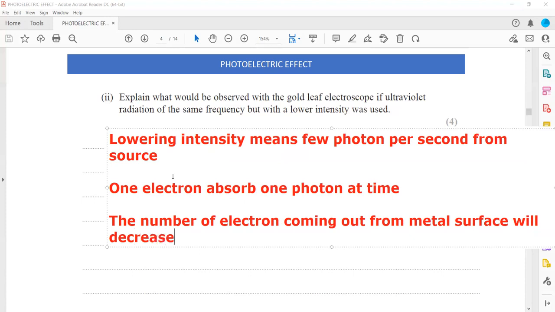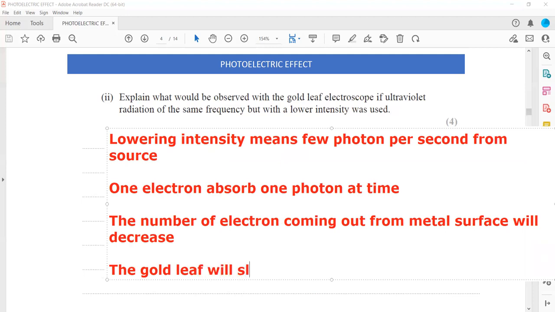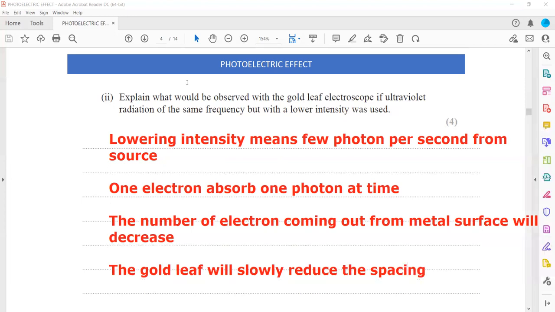And what is the result? The gold leaf will slowly reduce the spacing or deflection. Comparatively, if we use a high intensity, then the gold leaf will collapse quickly. But if we are using a low intensity, the gold leaf takes a longer time to collapse. Is this question clear, that is, how changing the intensity would affect the gold leaf?